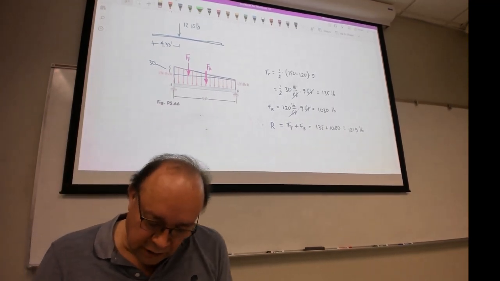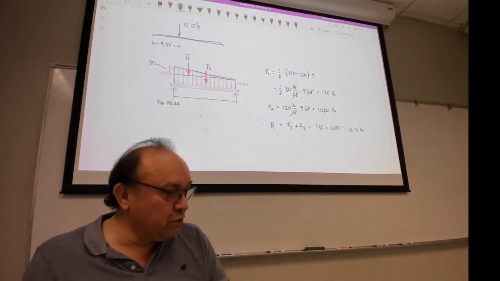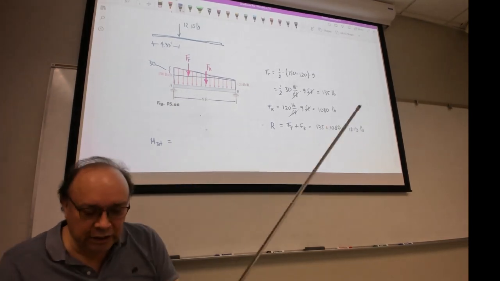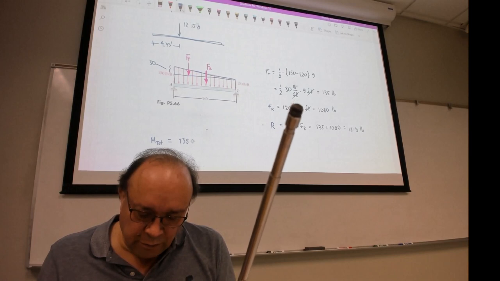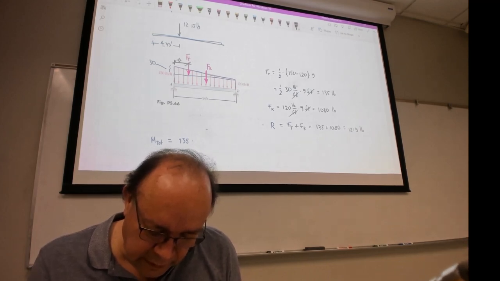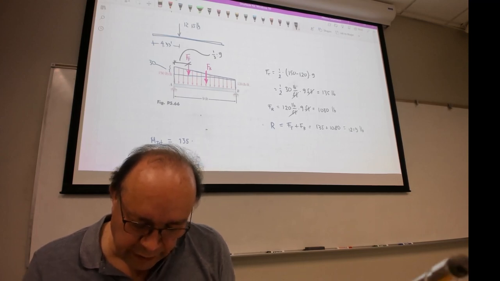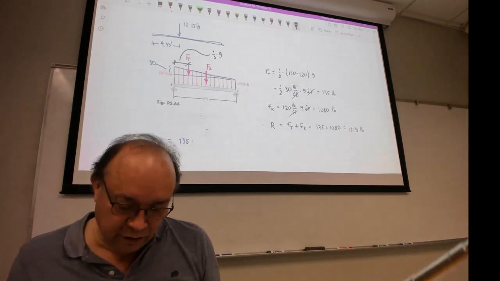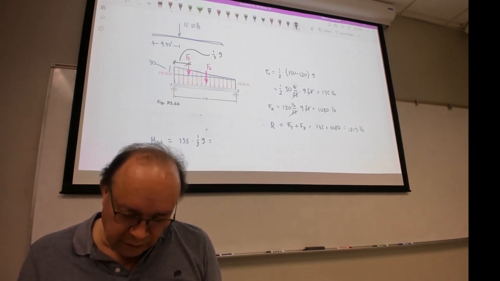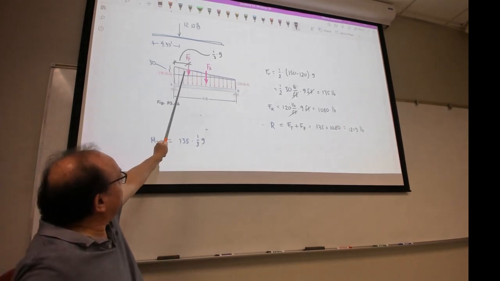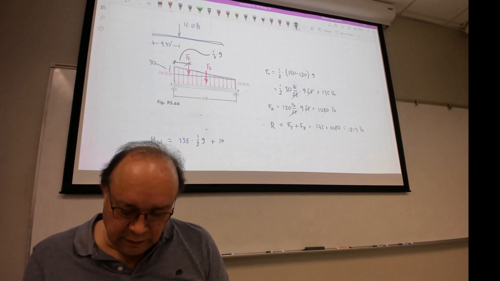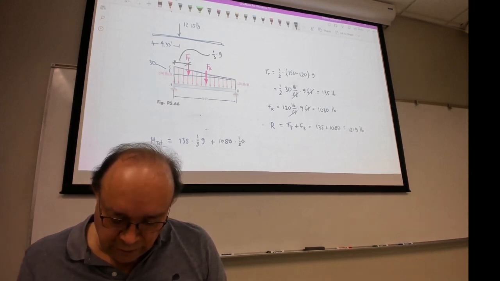Now the moment, let's calculate the total moment. The total moment is equal to the moment of this force plus the moment of this force. The moment of this force is 135 multiplied by this distance. What is that distance? It is 1/3 of 9, 1/3 of the base. In the triangle, the location of the center is 1/3 of the base, so that will be 3. The moment of this other force is 1080 multiplied by 4.5, which is 1/2 of 9.